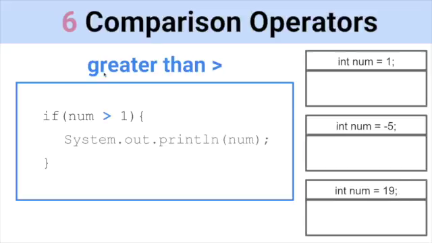Our next comparison operator is greater than. Same exact format. So here we go. 1. Is 1 greater than 1? No, 1 is the same as 1. So we're not going to execute this code. We skip down. How about -5? Is -5 greater than 1? No, -5 is smaller. So it's going to, again, skip this print line and nothing will print, so it's blank.